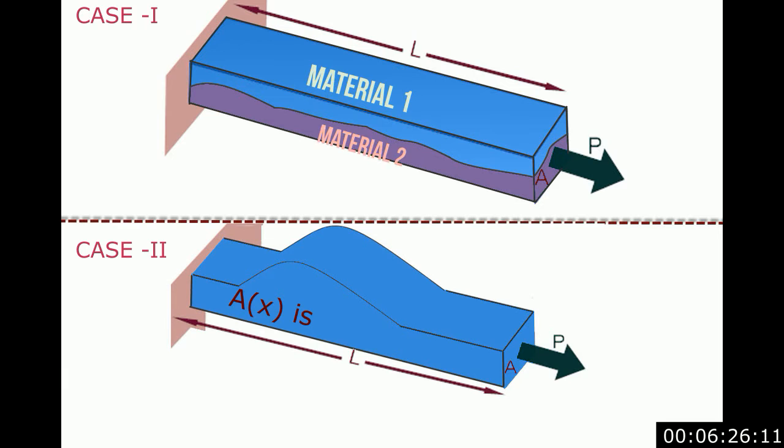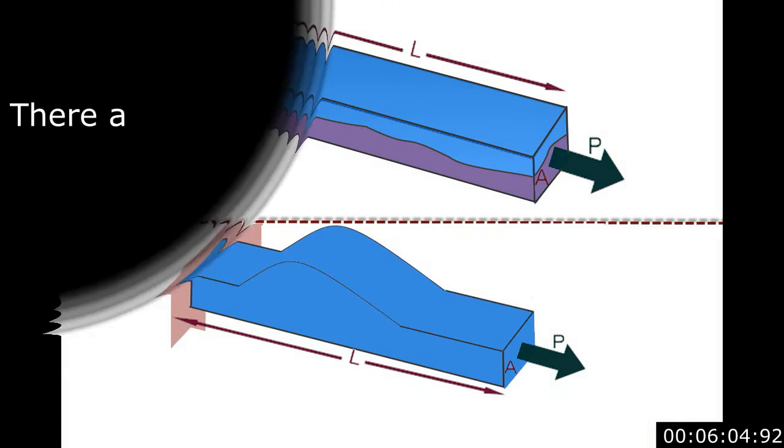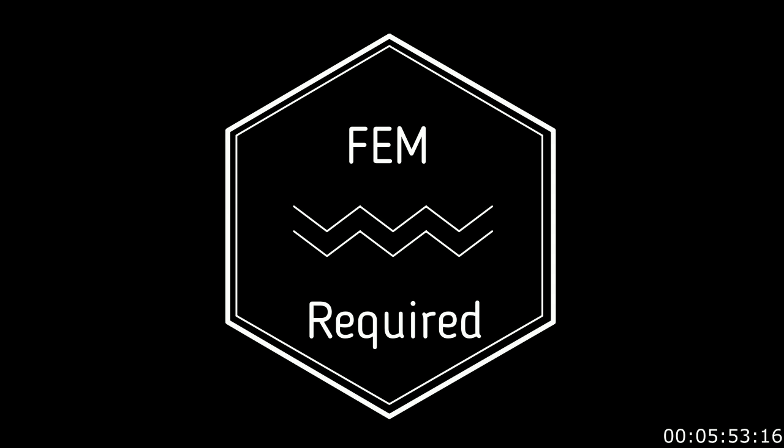Now, consider a case when two different materials are diffused and the pattern of diffusion is unknown. Here, the Young's modulus is not constant. In the second case, the area of cross-section along the length is not known. In both these cases, the closed form solution cannot be obtained using calculus. There are several other cases where it is difficult, rather impossible, to find the exact solution. These are the cases where finite element method is required.